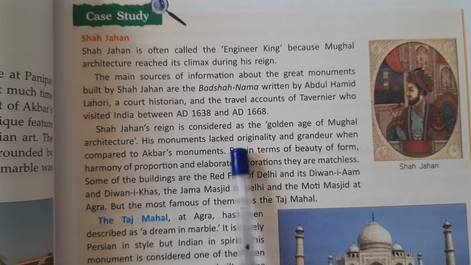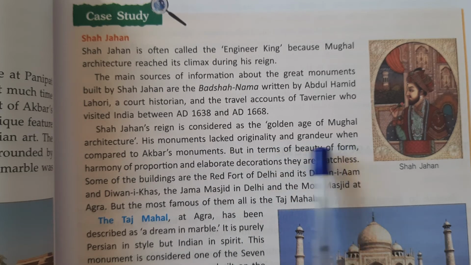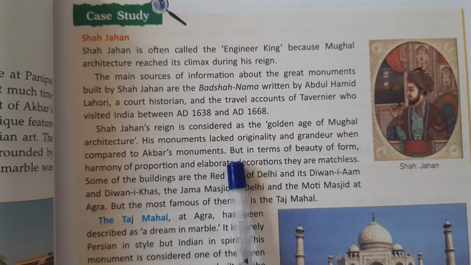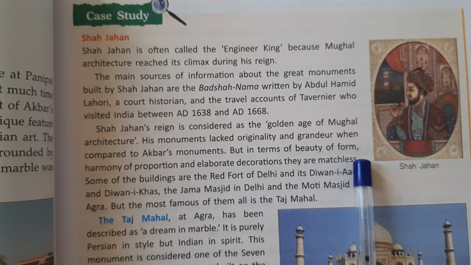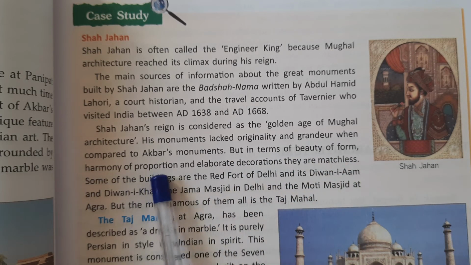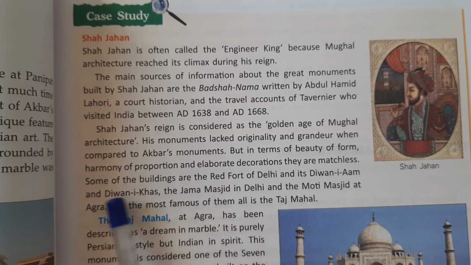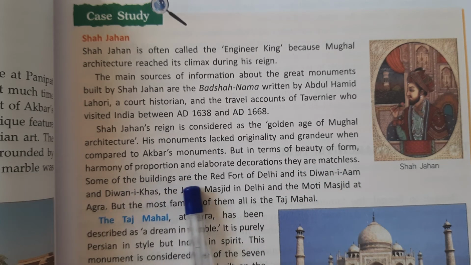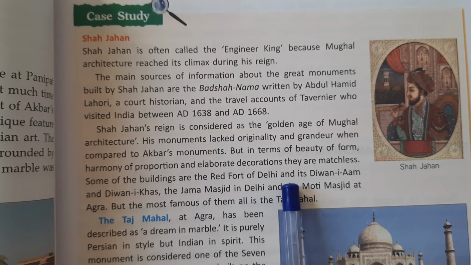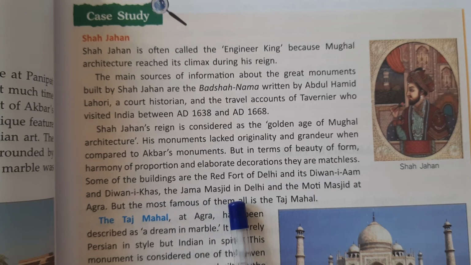His monuments lacked originality and grandeur when compared to Akbar's monuments, but in terms of beauty of form, harmony of proportion, and elaborate decorations, they are matchless. Some of the buildings are the Red Fort of Delhi and its Diwan-e-Aam and Diwan-e-Khas, the Jama Masjid in Delhi, and the Moti Masjid at Agra. But the most famous of them all is the Taj Mahal.